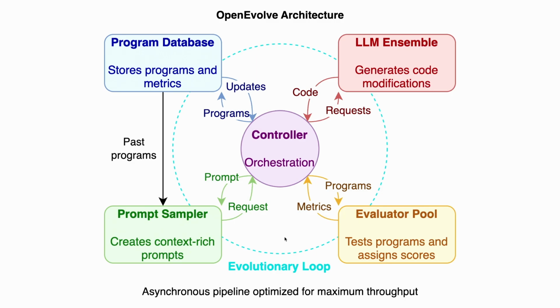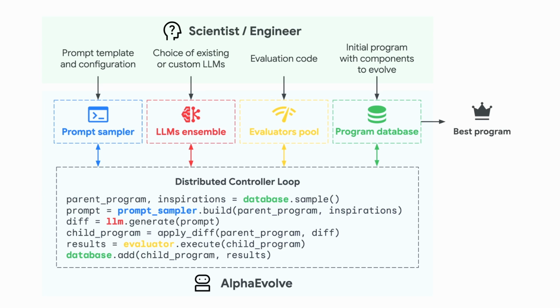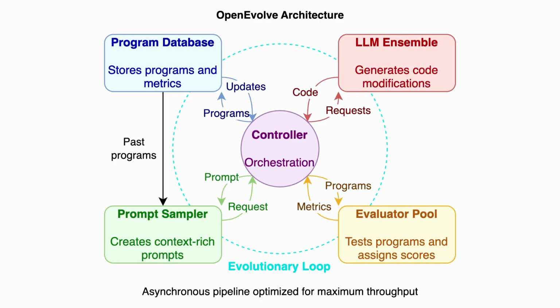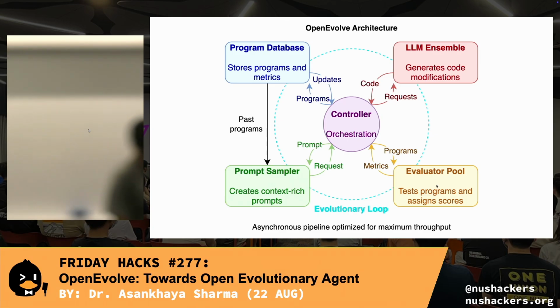This is the architecture from OpenEvolve, and if you go back quickly to see how the image from the paper looks, you'll notice that all the 4 components are present, right? We have a program database which stores the programs and metrics as they evolve. We create an LLM ensemble which we use to generate new instances of programs. Then we have an evaluator pool where we can test programs and assign scores. And then we control all of that using a controller, right?